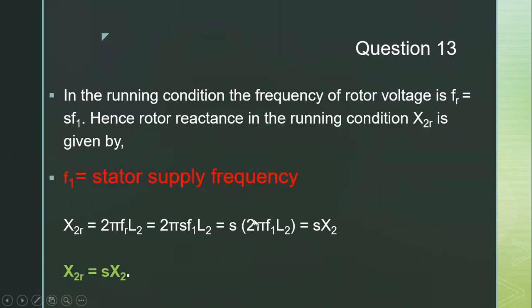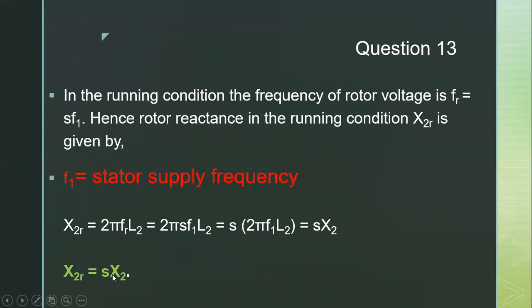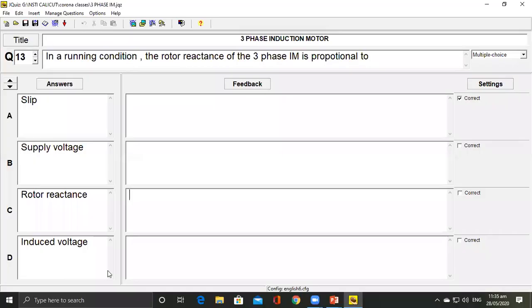So in the starting condition, the reactance will be X2. In the running condition, X2R is equal to S into X2. So X2R is directly proportional to the slip. When the slip increases, the rotor reactance increases. What is our question? In the running condition, rotor reactance is directly proportional to the slip. That is our answer. The rotor reactance is equal to S X2, which means it is directly proportional to the slip.